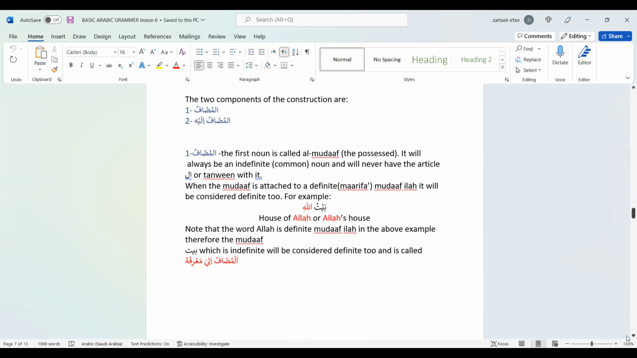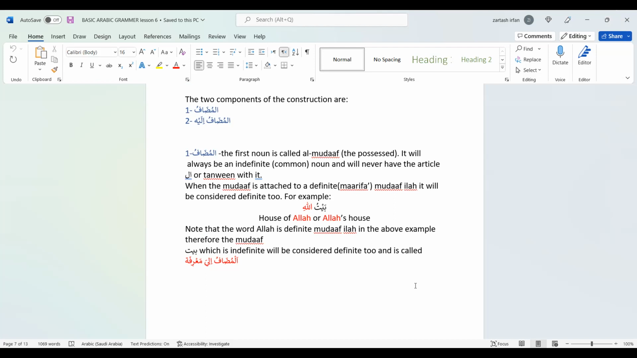Now we can have this rule. The first noun is called the mudaf, as I told you, and when the mudaf is attached to a definite or marifa mudaf ilayh, it will be considered definite too. It will always be in nakira form, it will not have al, it will not have tanween, but when it is attached to a definite or marifa mudaf ilayh, it will be considered a definite noun as well.